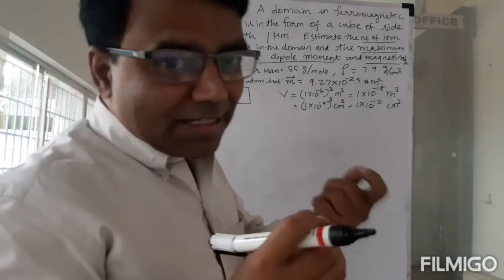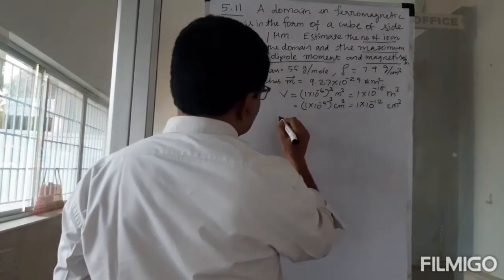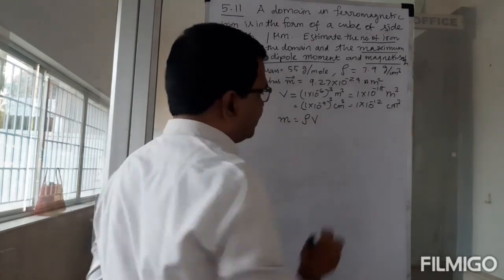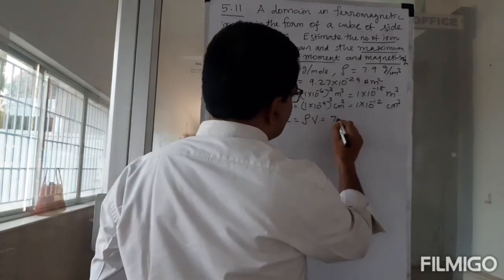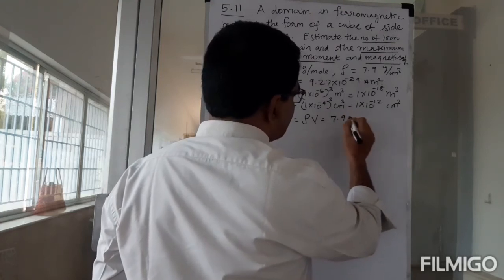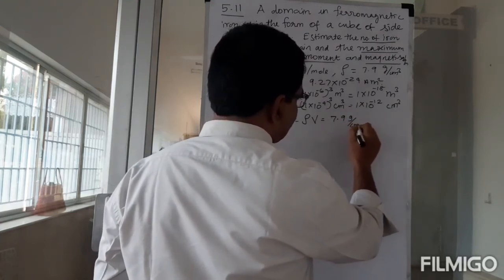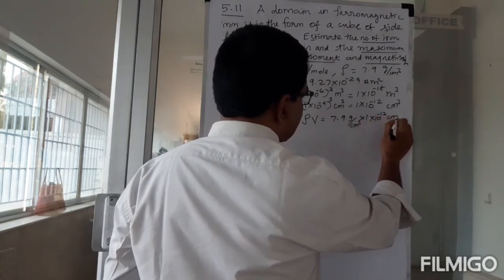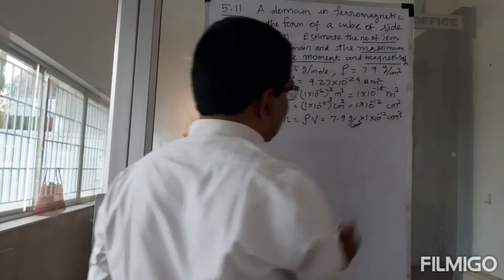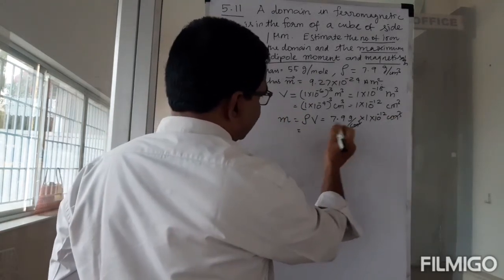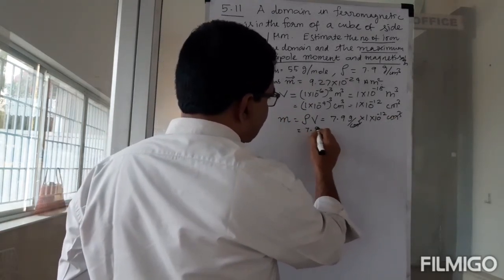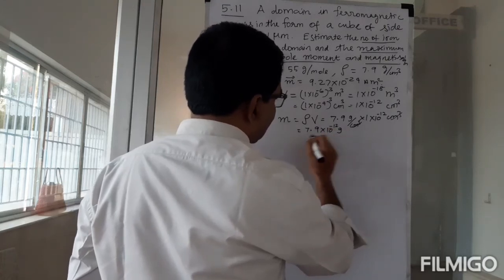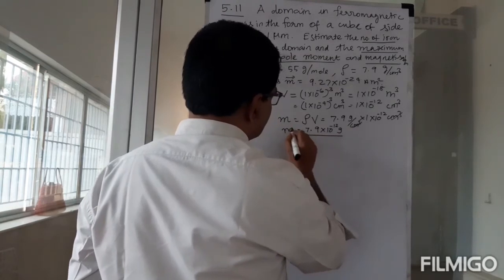Okay. So then what is the mass of the domain? The mass of the domain M is rho times the volume. So that is going to be 7.9 gram per centimeter cube, multiplied by 1 into 10 power minus 12 centimeter cube. So centimeter cube and centimeter cube will cancel. So the mass is given by 7.9 into 10 power minus 12 grams. So this is the mass.